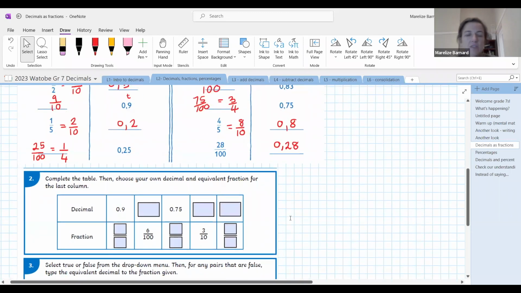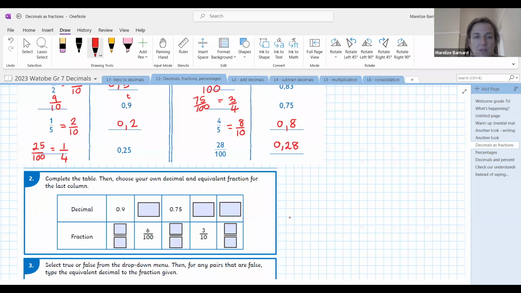All right. So final little bit of practice on this, here where question 2 is. So you have to complete the table. You have the decimal in the top row and the fraction in the bottom row. So you have to convert between the decimal and the fraction. And then there's a last column here for you to choose your own decimal and equivalent fraction. Okay, while everyone is doing that, for the next 3 minutes, I'm going to take some questions.